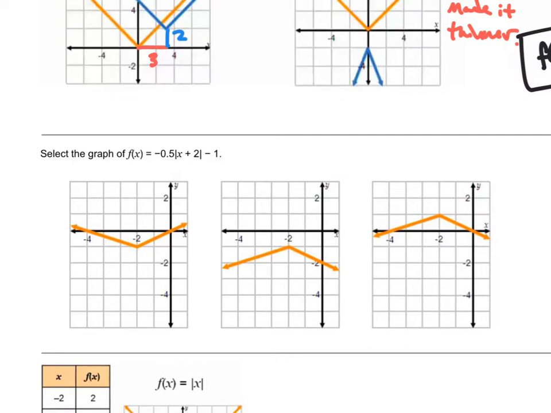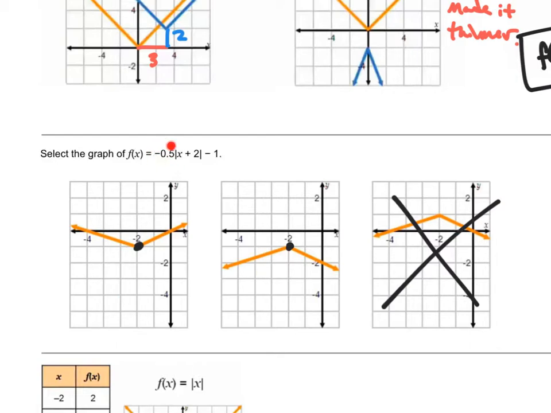Okay, so first things first. I have a plus 2, which means it's been shifted over 2 units and then down 1 unit. So they all have that vertex at -2, -1, except for this one. This one has -2, +1, so we can cancel this one out. And if you already get rid of this one, it's between these two.